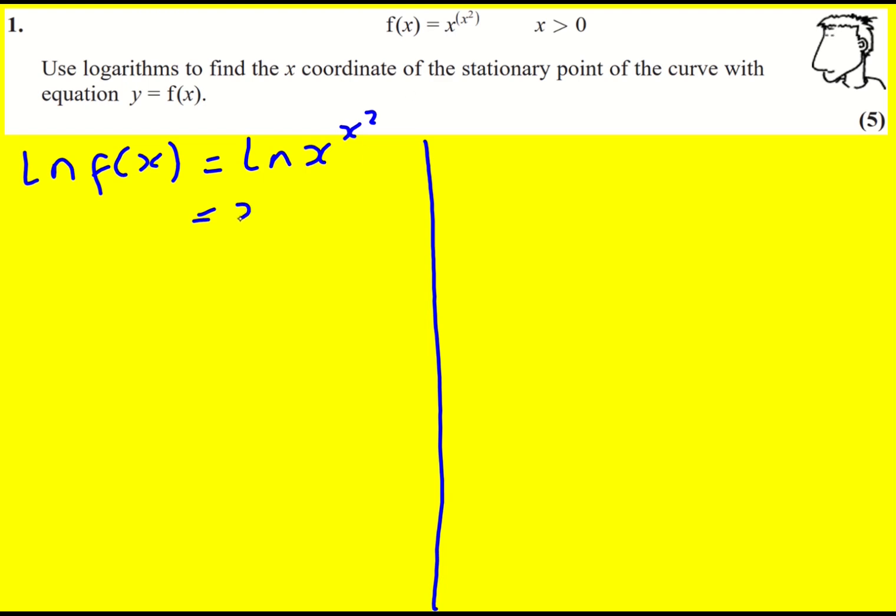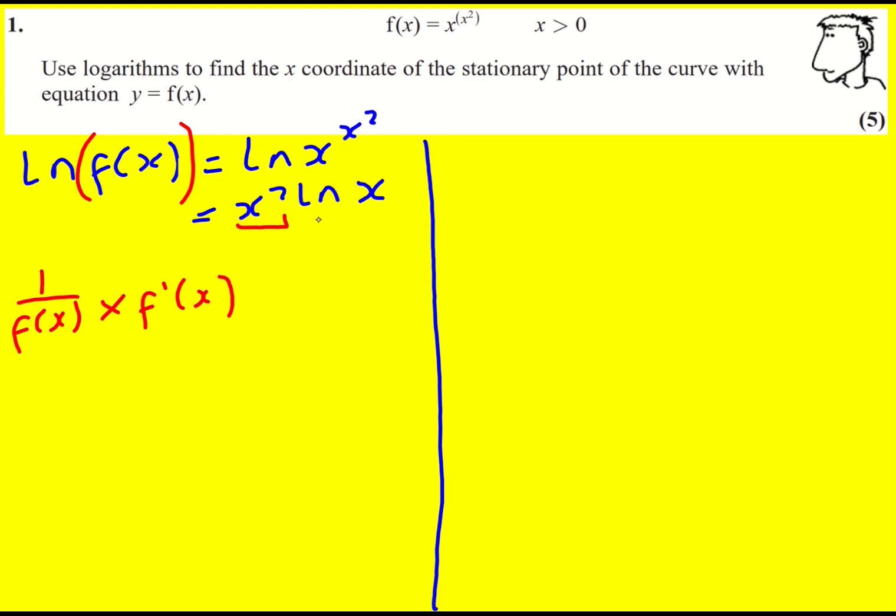Now we can bring the x squared down. So that's why this works really well. And then I'm going to use implicit differentiation, differentiate each side. So I've got ln of the function. When I differentiate it, I differentiate the outside to get 1 over f of x, and I times by the derivative of the inside, which is f dash x. So we still get the f dash x, it's just we get the f of x as well.